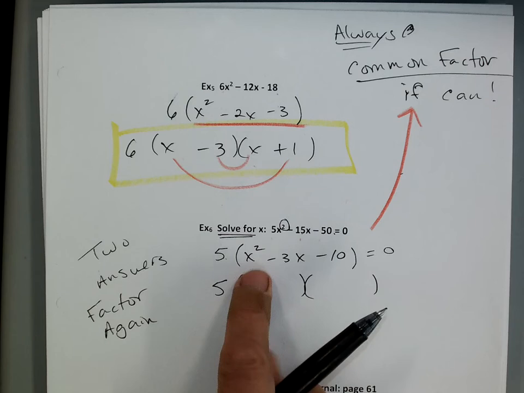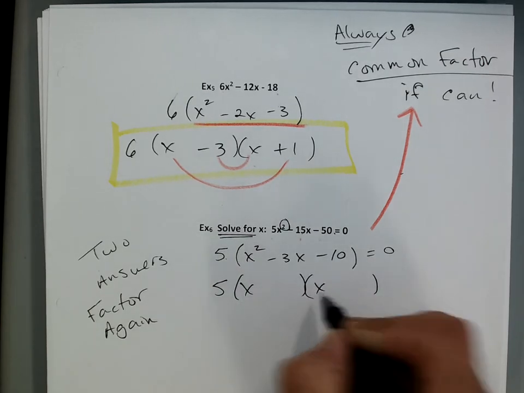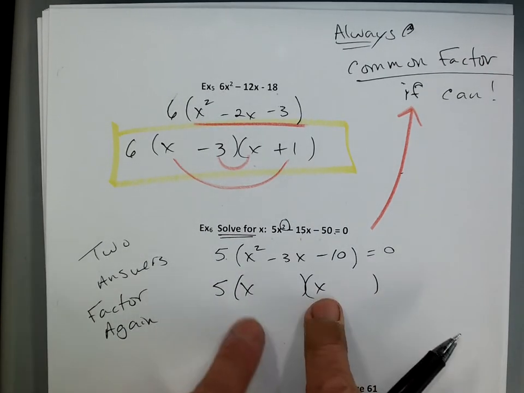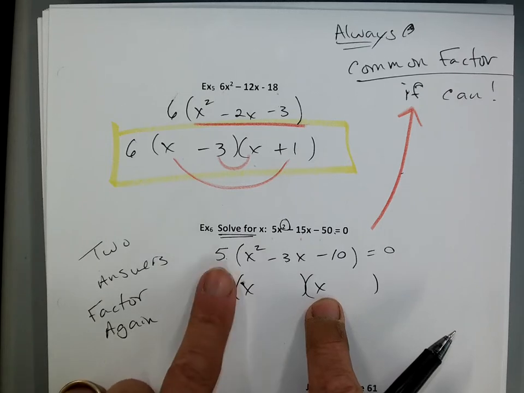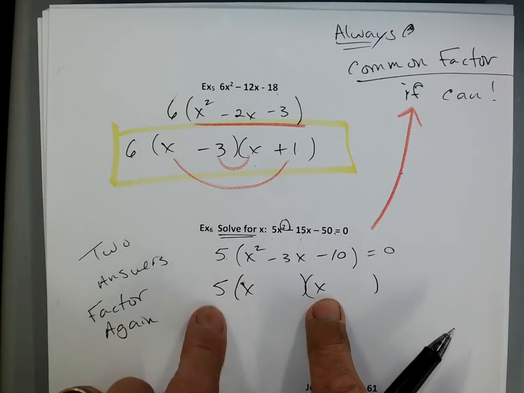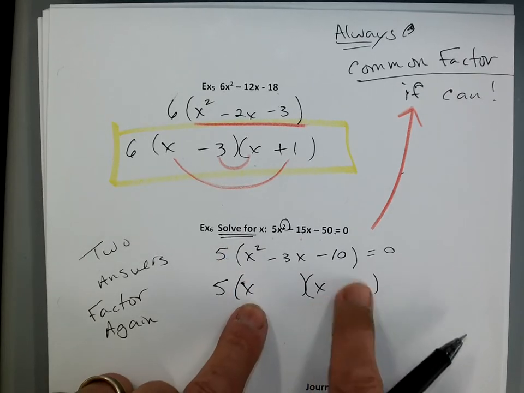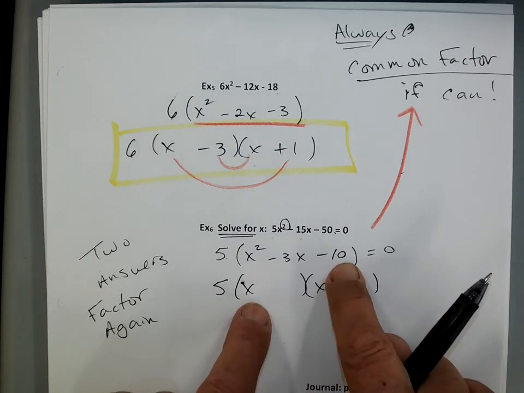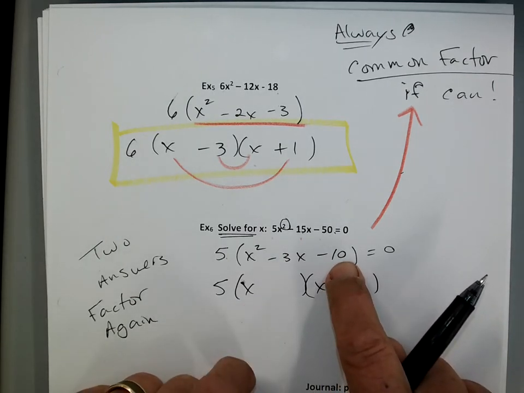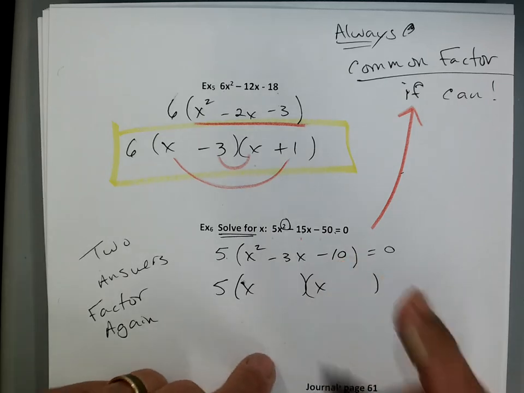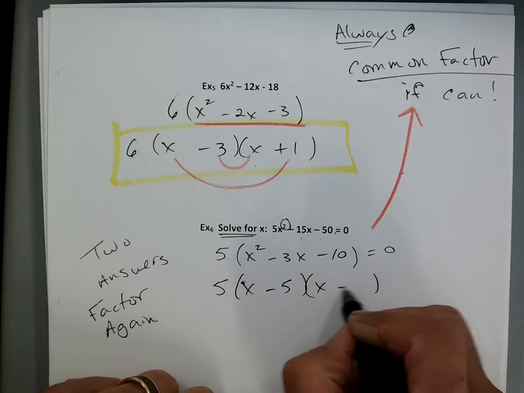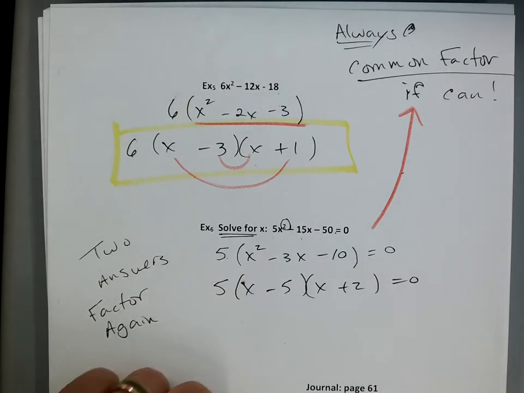I know I'm going to go x and x, because x times x makes my x squared. Leave the 5 alone, ignore the 5 for right now. What times what makes 10? How about a negative 5, positive 2?